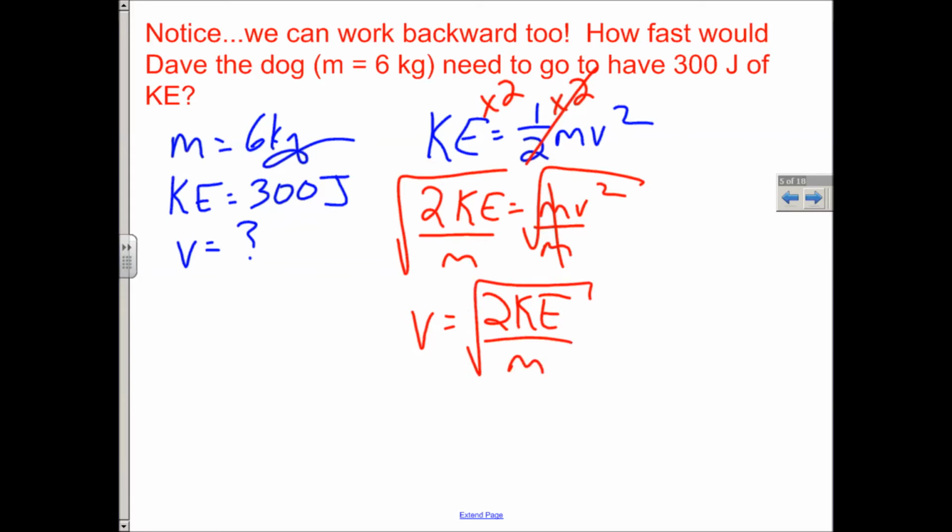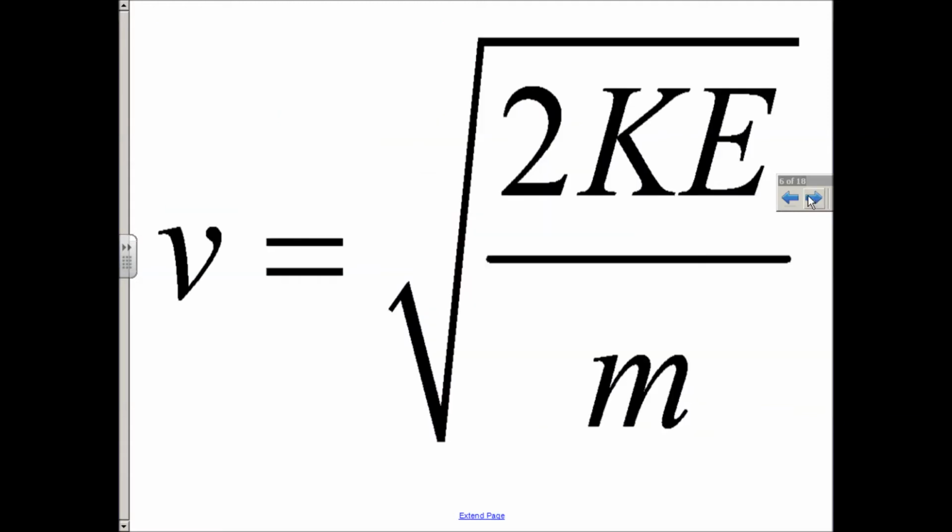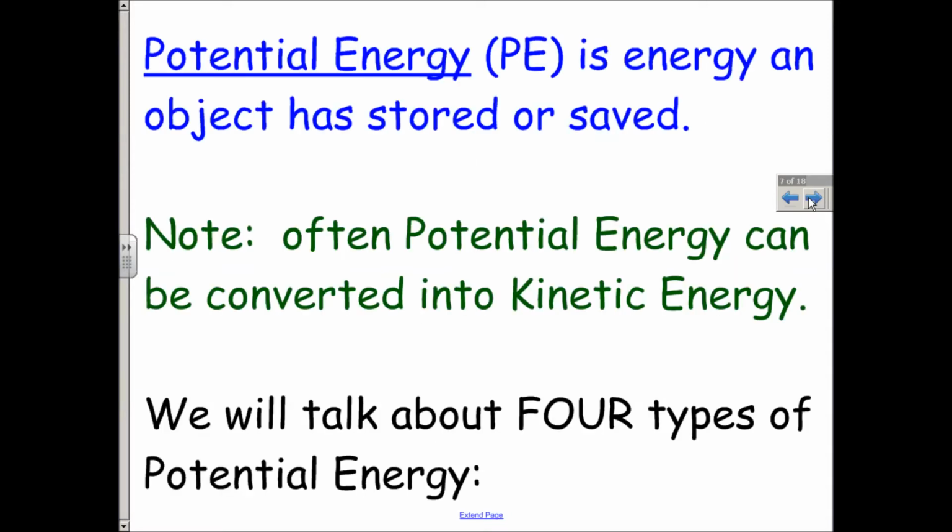Okay? So let's plug in our numbers. The square root of 2 times 300 joules over 6 kilograms. So 2 times 300 is 600, divided by 6 is 100, square root it, and you get 10 meters per second. All right? If you didn't write it down for some reason, there's your equation for velocity. All right? Moving along. Potential energy.